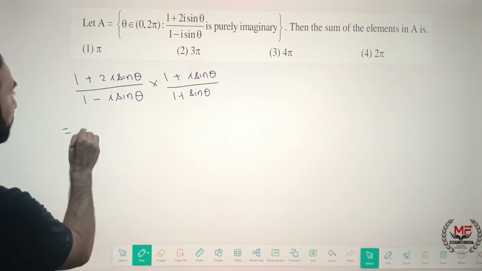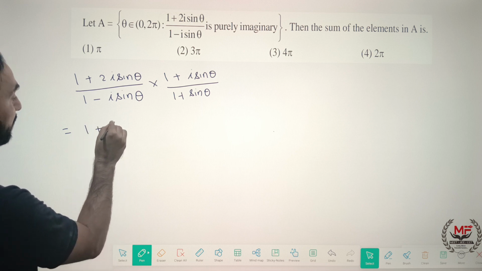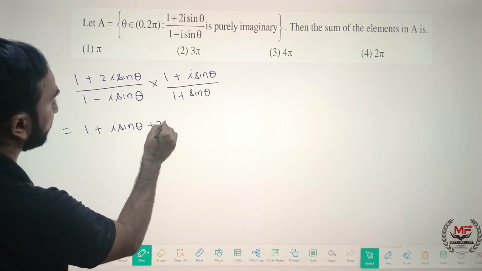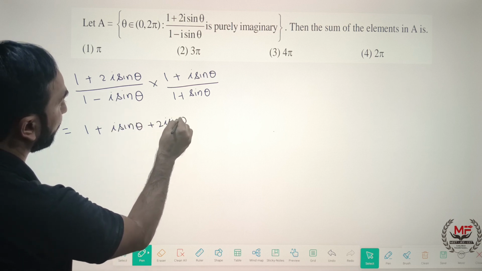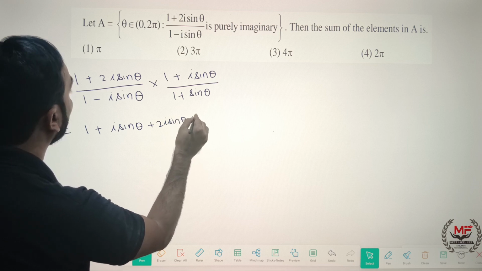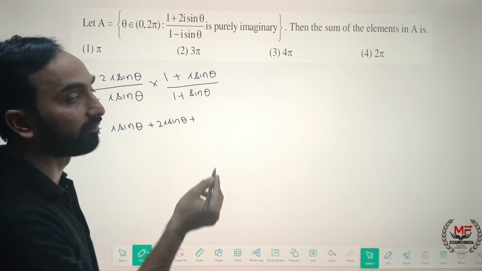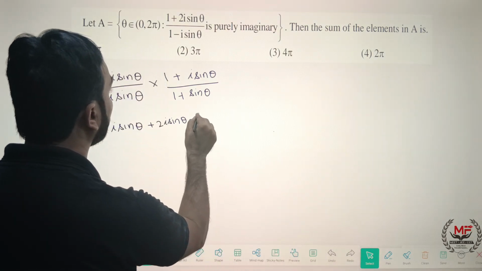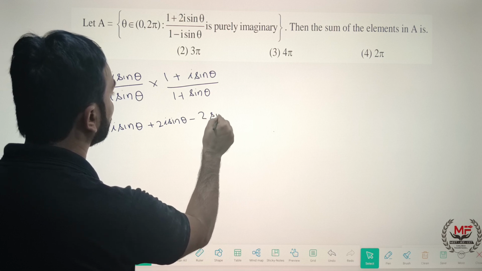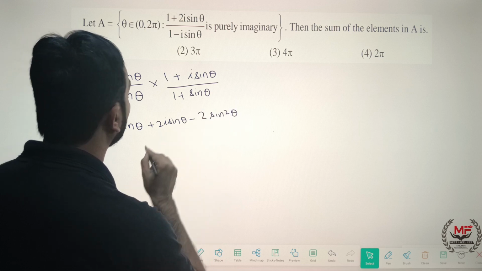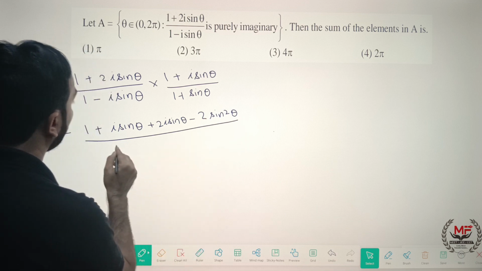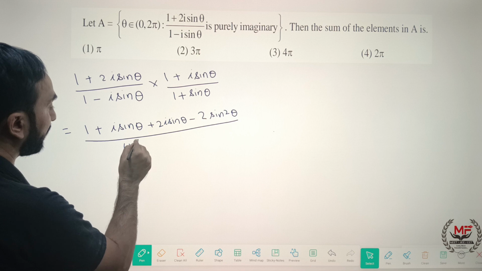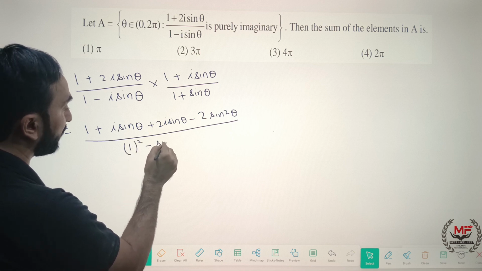So the first term will become 1, the next term will become i sin theta, next again 2i sin theta, and this will become 2i square sin square theta, and the value of i square is minus 1, so we can write it simply as minus 2 sin square theta. And in the denominator we can use (a plus b) into (a minus b), so we can write 1 square minus i square sin square theta, that is 1 plus sin square theta.